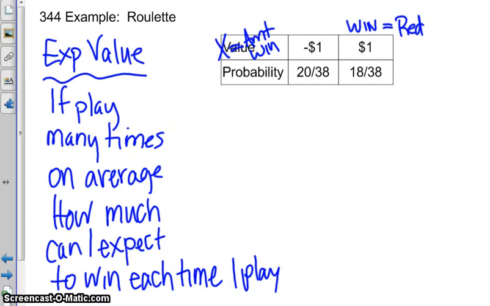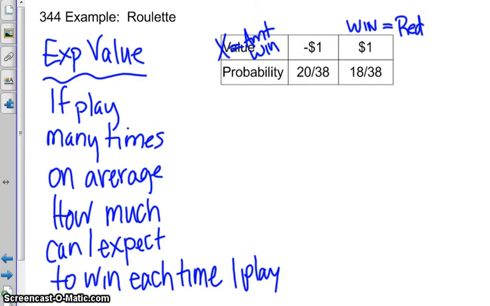Maybe I put down the amount I win, because if I get it to land on red, I get a dollar. But if I don't land on red, then I have to give up a dollar. So think about rolling a die. If I roll a die 6 times, I kind of expect to see a 1, 2, 3, 4, 5, and a 6 on those 6 rolls. I know it doesn't happen every time, but that's what I would expect.